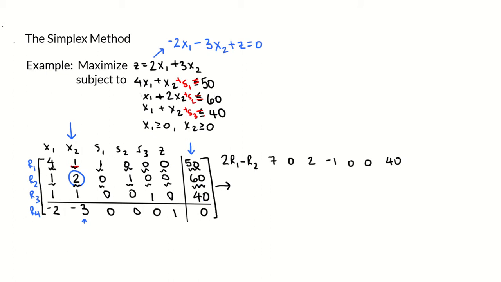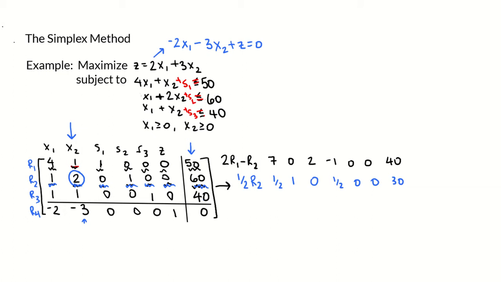Okay, now let's replace row 2, and we want to change the 2 into a 1, which we could do just by dividing row 2 by 2, or taking 1/2 of row 2. 1/2 of 1 is equal to 1/2. 1/2 of 2 is equal to 1. 1/2 of 0 is equal to 0. 1/2 of 1 is 1/2. 1/2 of 0 is 0. 1/2 of 0 is 0. 1/2 of 60 is 30. So that's our new row 2.